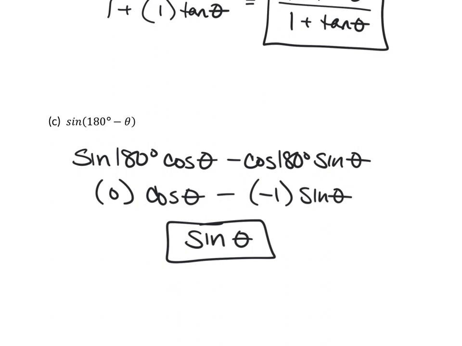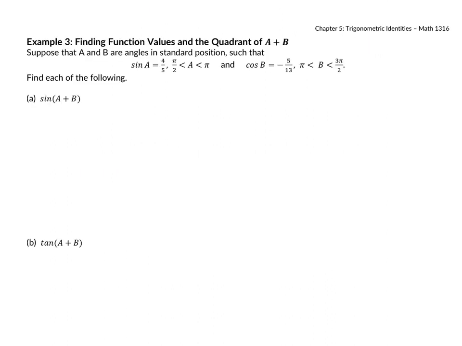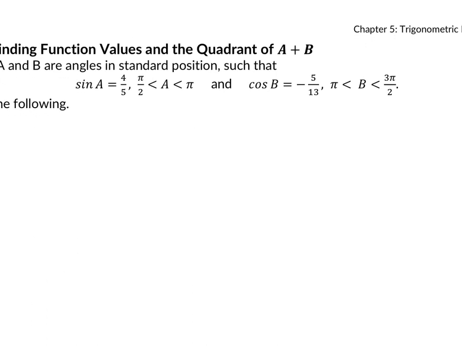Okay, when we flip to that last page, example 3 is going to be the one where we create a sidebar. So if you notice, in this problem it says, suppose that A and B are angles in standard positions such that sine of A is 4 over 5, and A is between pi over 2 and pi. Cosine B is equal to negative 5 over 13, where B is between pi and 3 pi over 2. Let's figure out what that's even telling us here before we even look further on the problem.